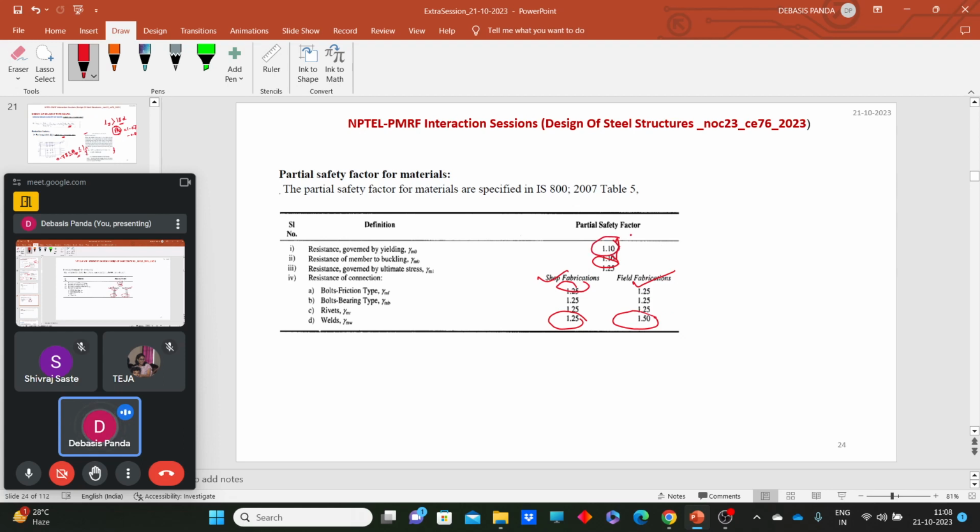Simple three things you need to remember, and I will suggest please keep in mind: for the material 1.1, for the bolts for all the cases 1.25, for the weld if it is shop weld 1.25, if field fabricated, then go for 1.5.